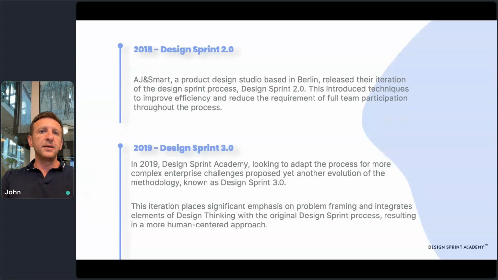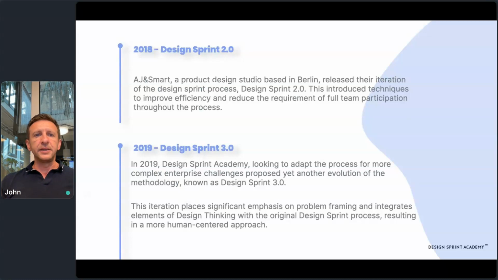And in 2018, you got the Design Sprint 2.0. This is an iteration which was launched by AJ&Smart, a product design studio here in Berlin, and they basically made it 4 days from 5 days and introduced all sorts of techniques to improve the efficiency during the sprint. Then in 2019, Design Sprint Academy, or us, we introduced Design Sprint 3.0 because we've been working all of these years doing sprints in large enterprises on very complex challenges.